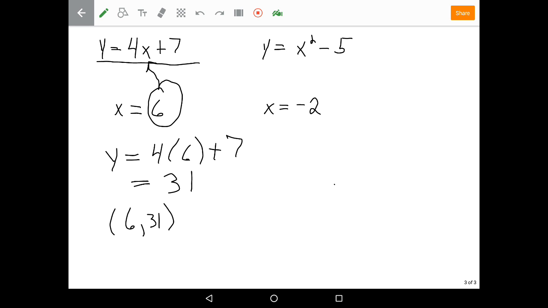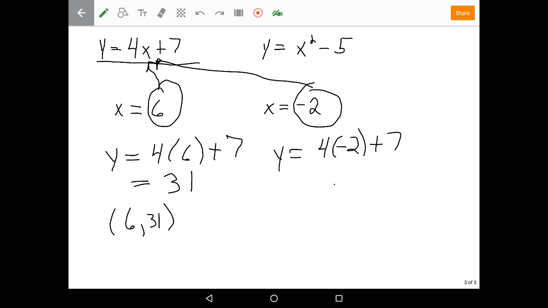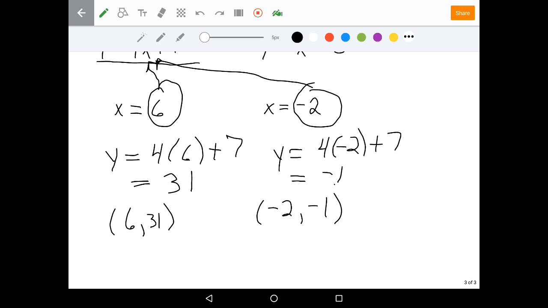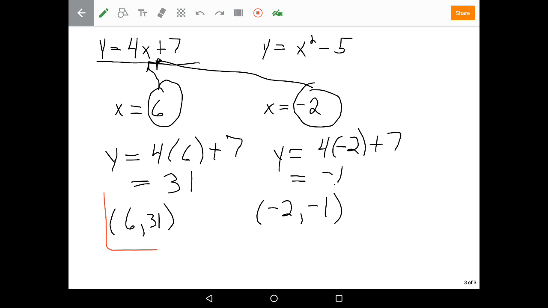I'm going to do the same thing and take negative 2 and plug it in there for x. So that gives me y is equal to 4 times negative 2 plus 7, which gives me negative 1. So my other point is negative 2 comma negative 1. So these are my two answers, or the two places where the lines will intersect.